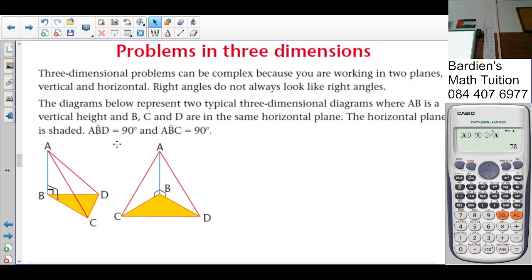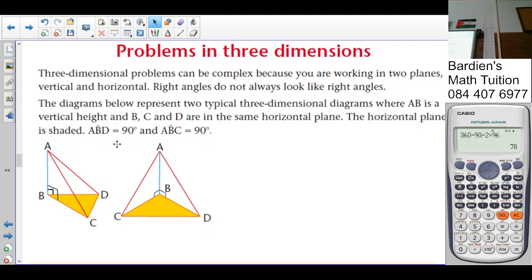3-dimensional problems can be complex because you are working in 2 planes, namely your vertical and your horizontal plane. So if they're talking about your horizontal plane, always think about the ground. Okay, the ground is the horizontal, and something that stands up straight is of course your vertical. Or your walls, whatever.